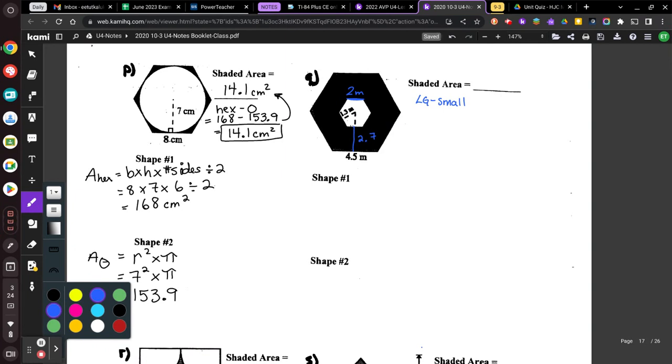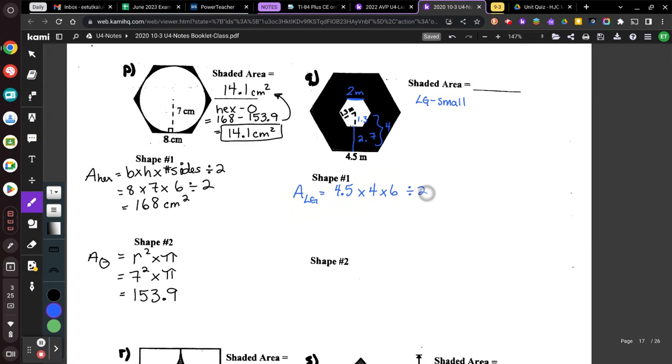So shape 1, we want our large hexagon. Okay, so our height, so base times height, area of the large is going to be base, which is 4.5 times our height. If we add the height 1.3 and 2.7, we get 4. So times a height of 4 times 6 sides divided by 2. And that's going to give us an exact answer of 54 meters squared.